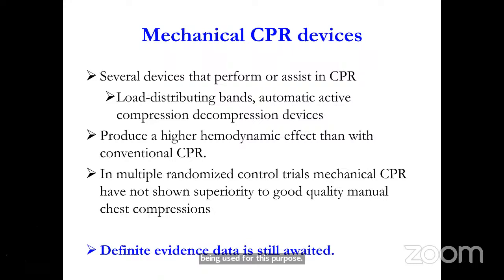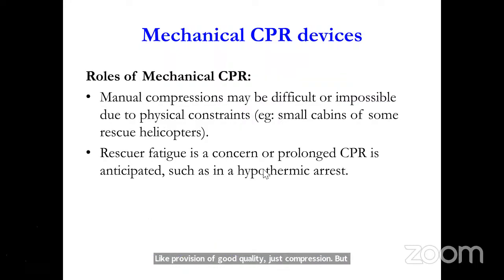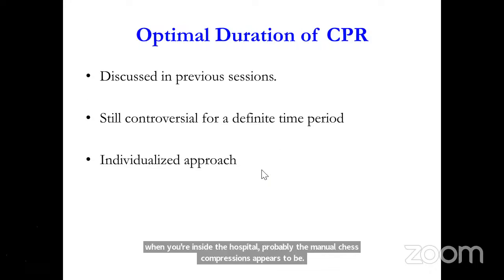But remember that they have certain issues. In multiple randomized controlled trials, mechanical CPR has not shown superiority to good quality manual chest compression, specifically when we are talking about in-hospital cardiac arrest. These devices are good for transport or in the ambulances, because the movements will hamper provision of good quality chest compression. But inside the hospital, manual chest compressions appear to be more acceptable.